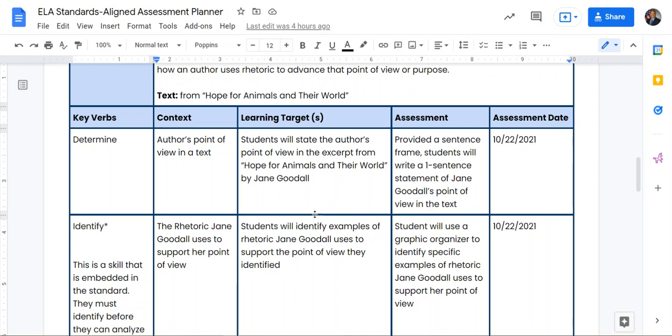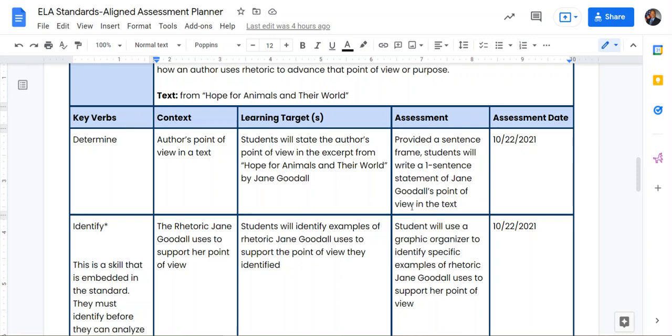So the assessment for this first learning target is I will provide students with some sentence frames and they will write a one-sentence statement of Jane Goodall's point of view in the text. And the reason I would provide that sentence frame is because students tend to overcomplicate something that's very simple. You should be able to write the point of view in one sentence, one very simple sentence, as a matter of fact. And so I want to teach them how to do that.